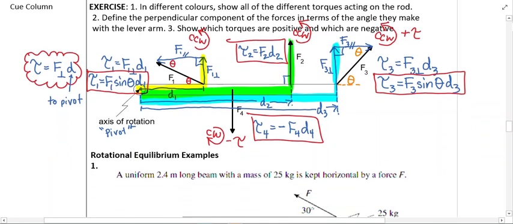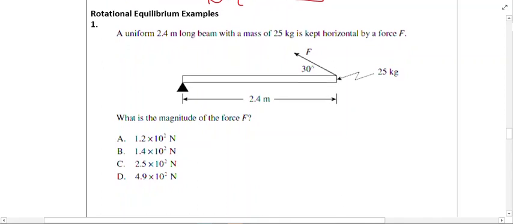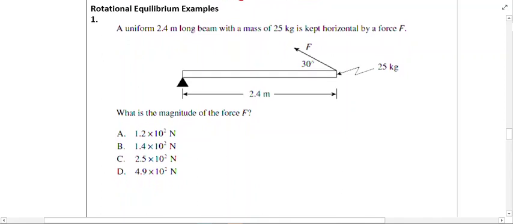Okay, for our very first example here with numbers, it's a fairly simplified one, and we want to find out what is the magnitude of the force F if this is kept horizontal. Here we go. So we're keeping this beam horizontal. We're lifting it up. The beam is pushing against this fulcrum here.